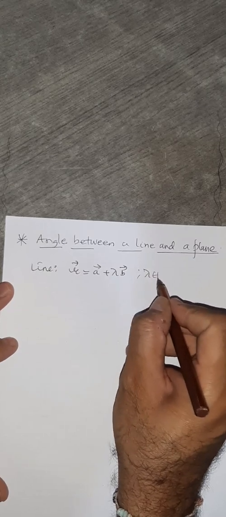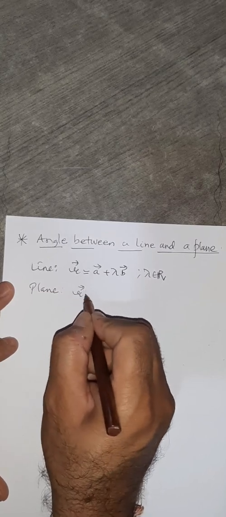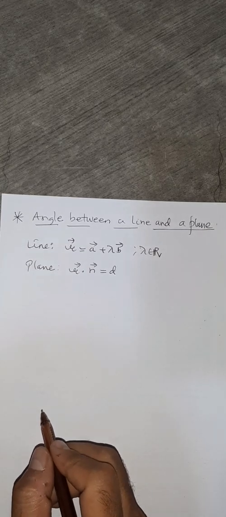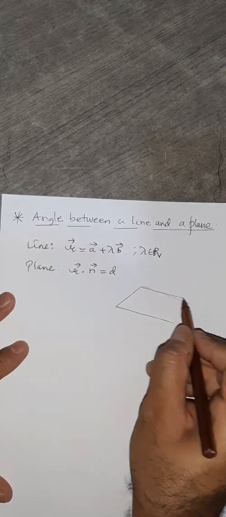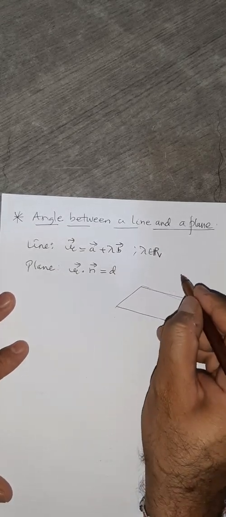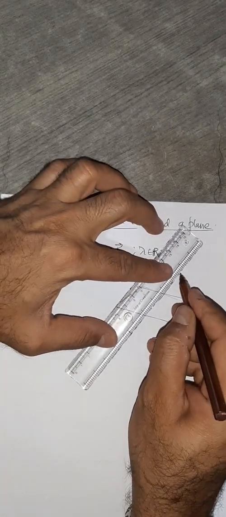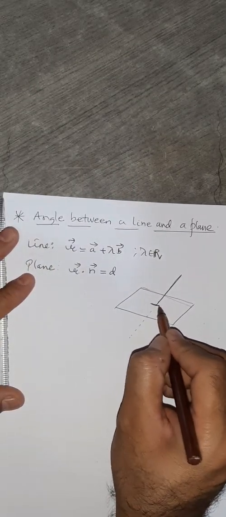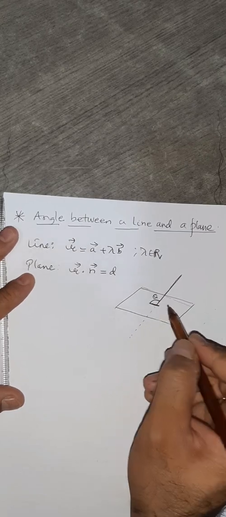So what's the direction of the line? Vector B, where lambda, you know, is a scalar. And the plane is given by which form? In vector form, vector A dot normal equals scalar D, where D is a scalar. Okay, so let's take this as a plane here. It has a normal and this is a line. Let's consider a line like this that intersects this plane. So we want this angle here. Let's call that theta.